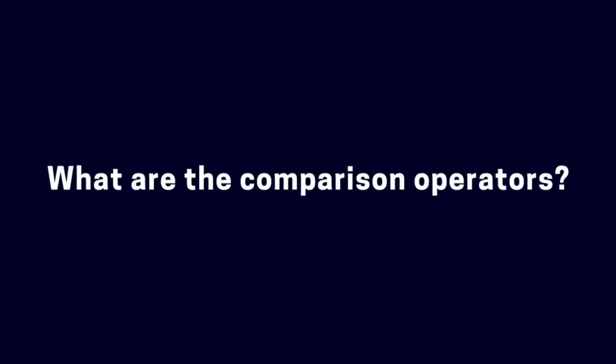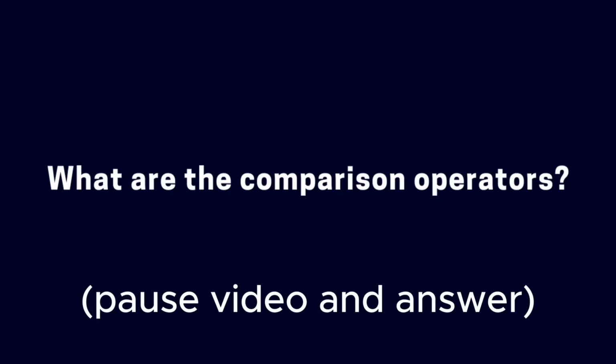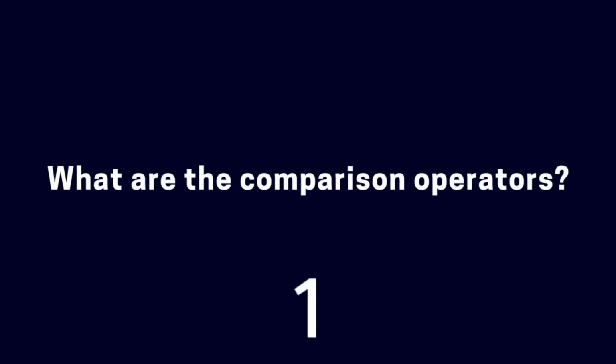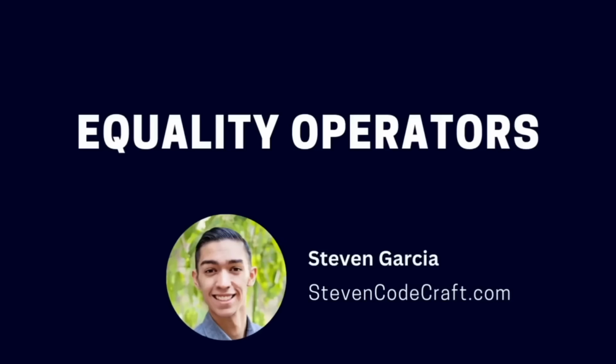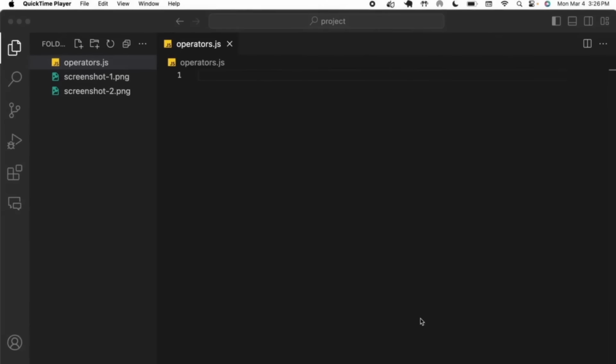What are the comparison operators in JavaScript? The comparison operators are greater than, greater than or equal to, less than, and less than or equal to. For checking for equality for two variables, we can do so in two different ways.